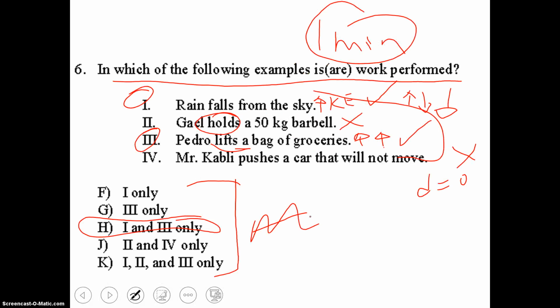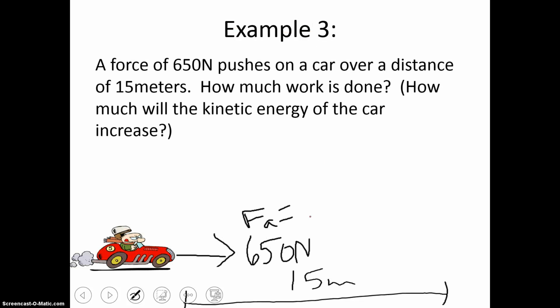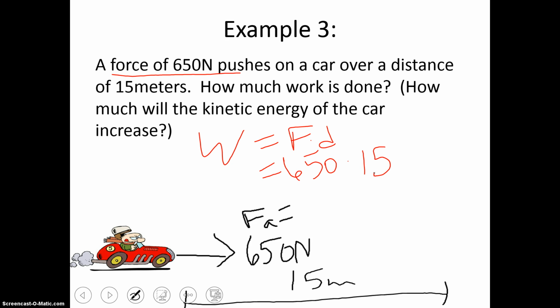Alright, so those were some examples, and then some more examples. Next example: a force of 650 newtons pushes a car over a distance of 15 meters. How much work is done? And then there's a second question, how much will the kinetic energy of the car increase? So, how much work is done? Work is force times distance. So that would be 650 newtons times 15 meters.